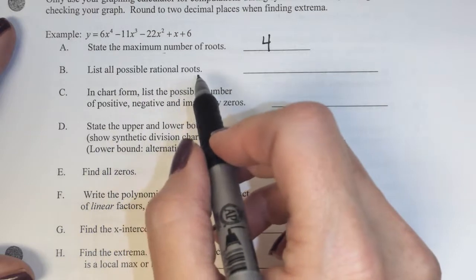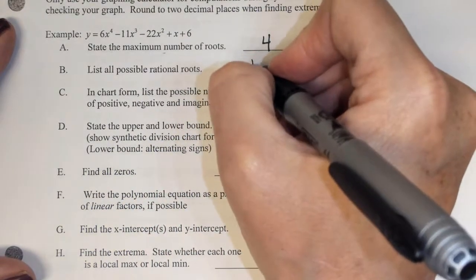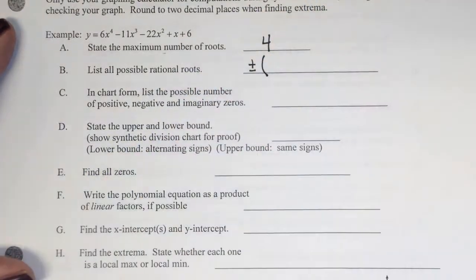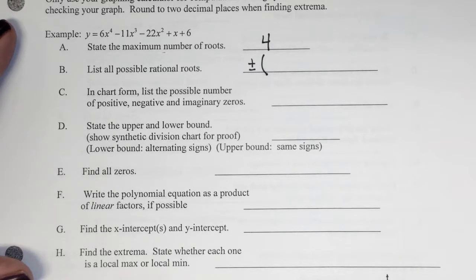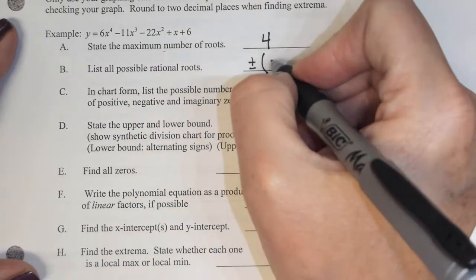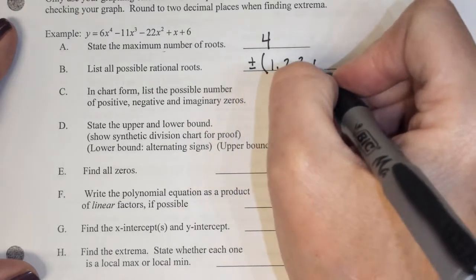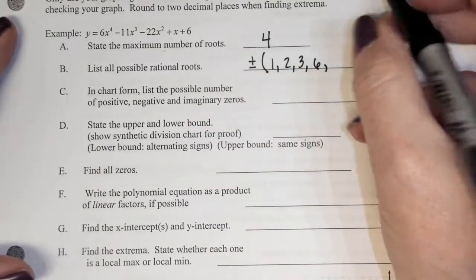List all possible rational roots. That's where we do plus or minus. Can somebody tell me some of them? Keep going, Tim.